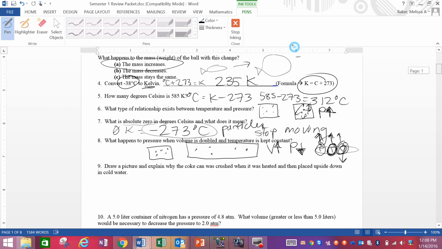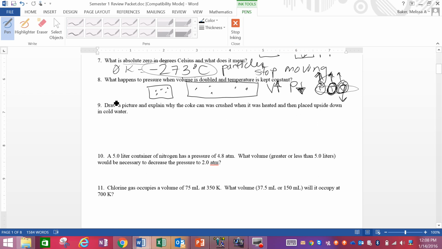Draw a picture of why the Coke can was crushed when it was heated and placed upside down in cold water. Well, when you set that can in the really cold water, upside down, so the hole is here, the gas particles that were inside got really, really cold all of a sudden. So they condensed and went back into a liquid. So now there's literally nothing in the can. And what was outside of the can all this time, atmospheric pressure, now it's greater outside the can than inside. So it can crush it.